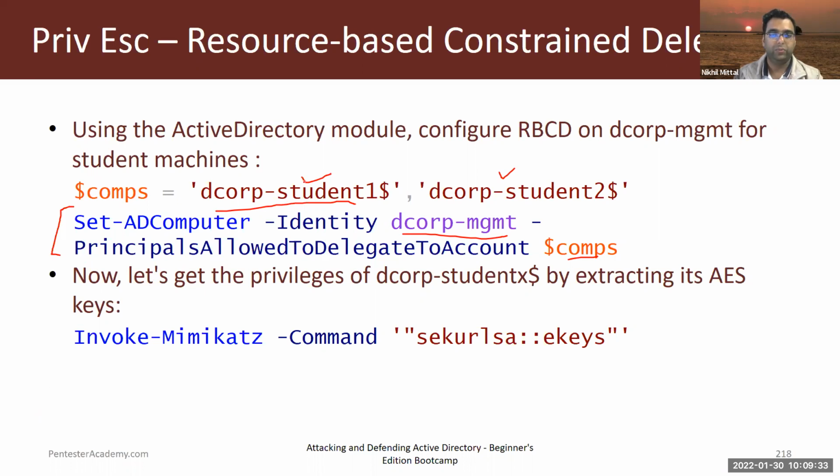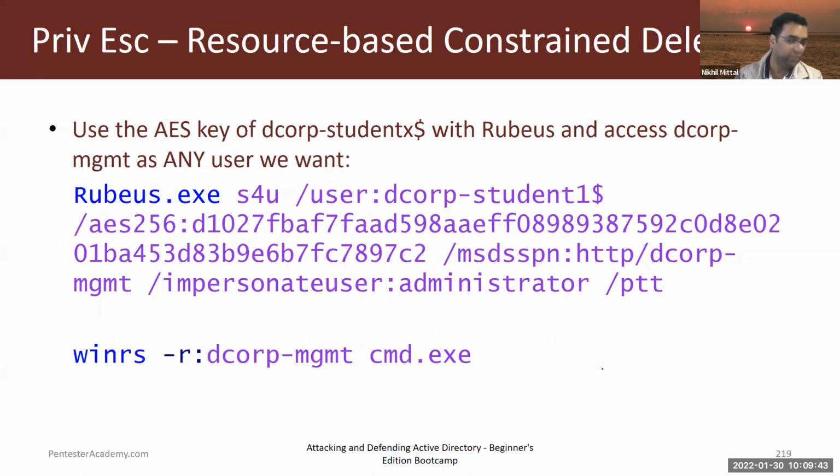Now we simply need to compromise this dcorp student $1 or whatever the machine that we have specified here. For that, let's extract their AES keys, and then using Rubeus, the S4U module of Rubeus, as the dcorp student X user using their AES keys that we extracted, we would like to impersonate administrator to access this service HTTP, that is WinRM, on dcorp MGMT. Once this runs, we can access dcorp MGMT as the domain administrator.